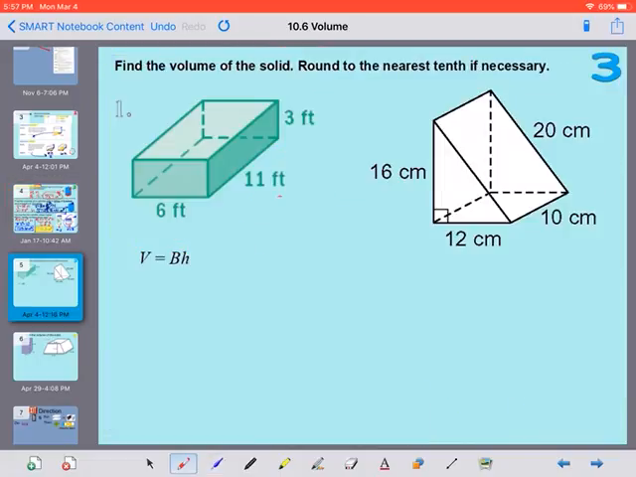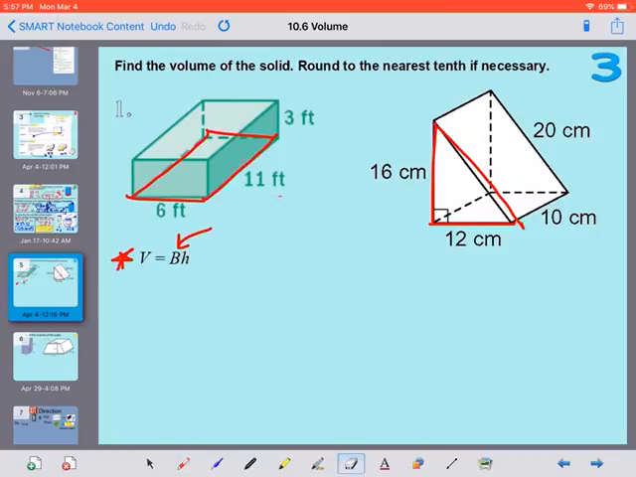We still have our same formula for volume, but we have two different shapes. So our bases are going to be different. Now our base is a rectangle. I always think of the base as the one that's flat on the bottom. However, when we get to our triangular prism next, our base is a triangle.